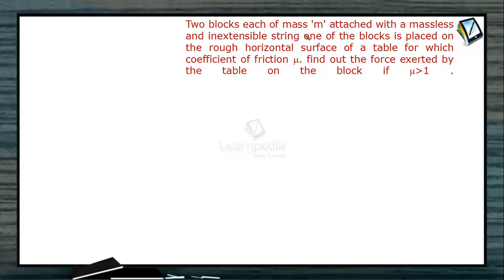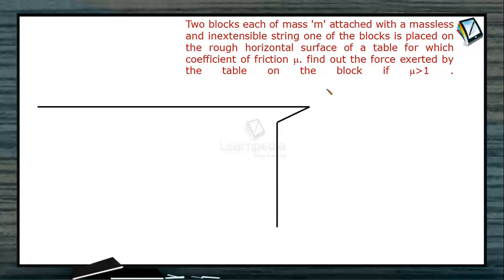Two blocks, each of mass m, attached with a massless and inextensible string. One of the blocks is placed on the rough horizontal surface of a table for which the coefficient of friction is mu. Find out the force exerted by the table on the block if mu is greater than 1. Actually, the situation is here.